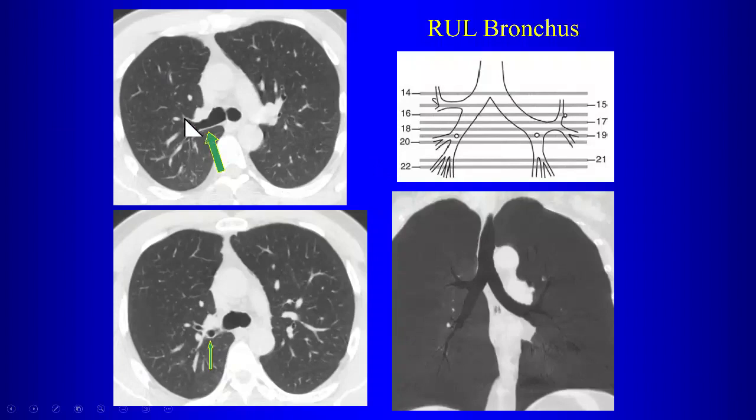So here's the anterior segmental bronchus here. Here's the posterior segmental bronchus here. The apical bronchus goes straight up. So if you go up just a little bit, you will see the apical bronchus, and you'll be cutting it in cross-section. This vessel over here, what is that vessel between the anterior and posterior segmental bronchus?